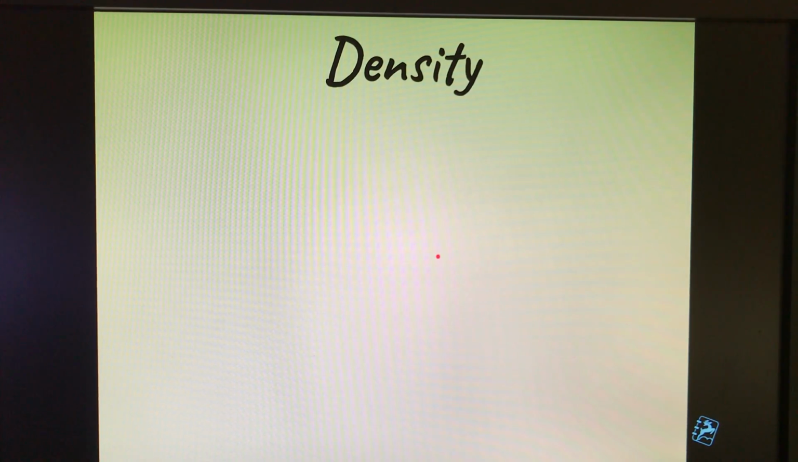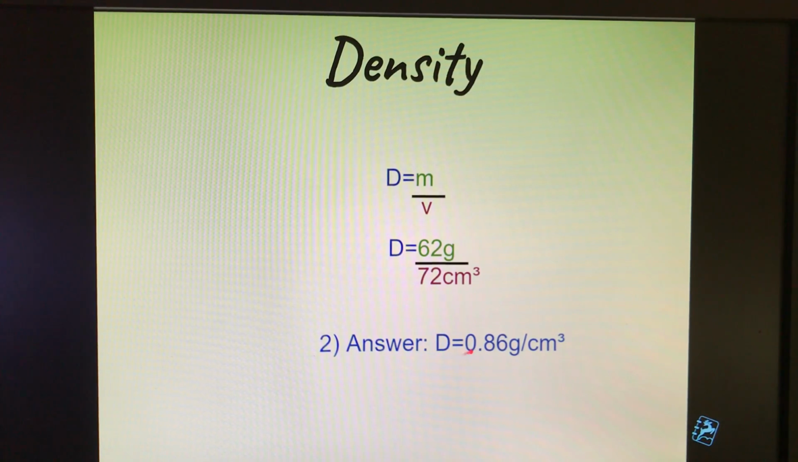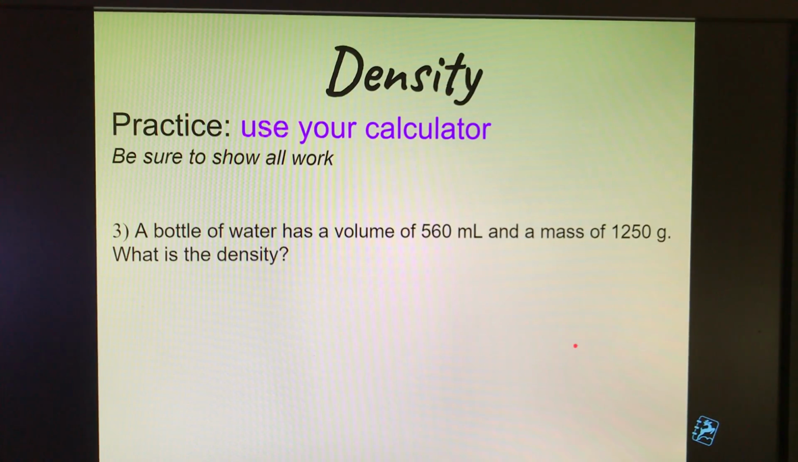So density, here we go. The formula is D equals M divided by V. We are going to substitute, so D equals 62 grams divided by 72 centimeters cubed. And our final answer is D equals 0.86 grams divided by centimeters cubed. So that's the answer. Did you get it right? I hope so. All right, let's continue on. One more.